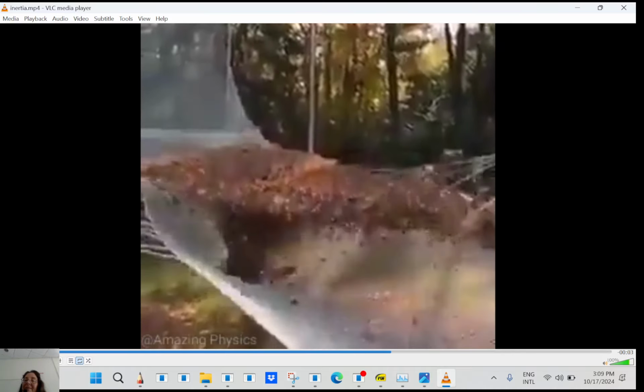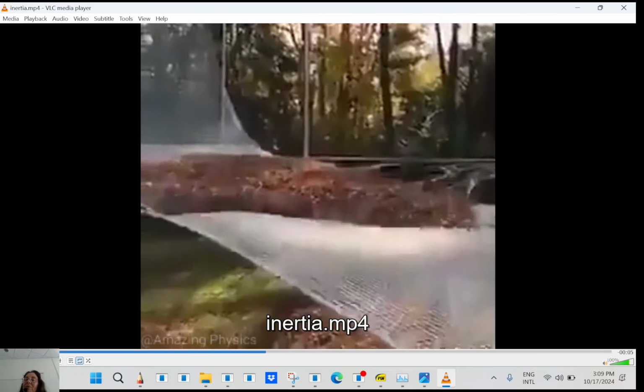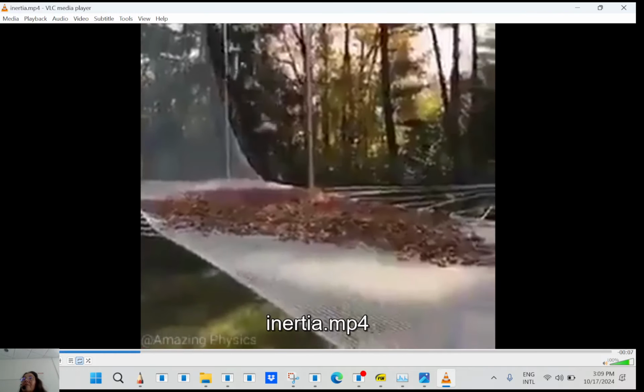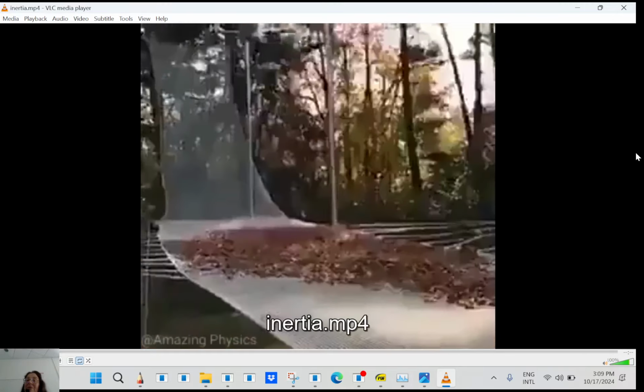Do you see how the leaves stay behind? Do you see that? Right? Because they were not acted upon by a force. The force was only on the trampoline. So the leaves want to stay where they were. They want to stay at rest. They don't want to move. And then gravity takes over and pulls the leaves down. So that's also inertia.